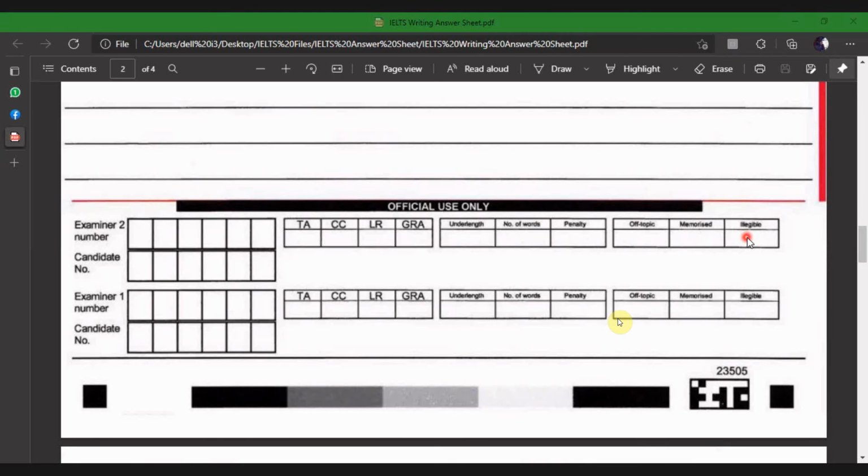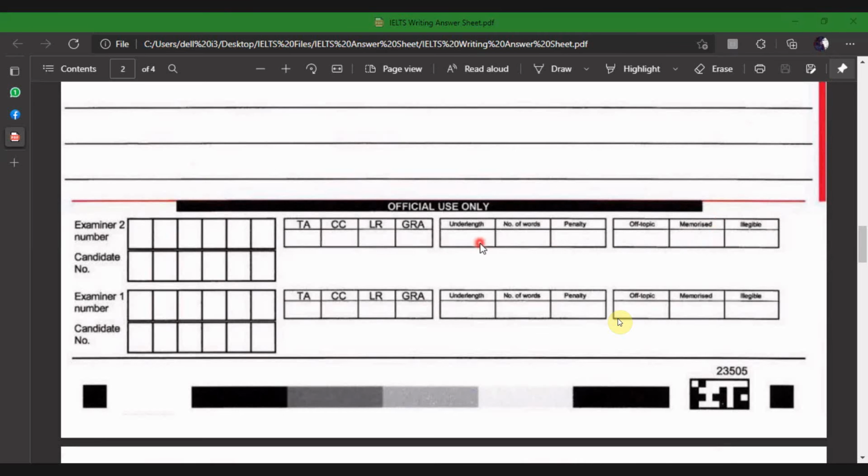If your handwriting is legible or not. What I do depends on your needs as well. Some people are asking me about the advantages and disadvantages. One clear advantage when it comes to computer writing is you don't need to improve your handwriting to be clear. Just go for the computer-delivered test if you think your handwriting is not good. But if you're comfortable writing and your handwriting is understandable, then you can go for the paper-based test.